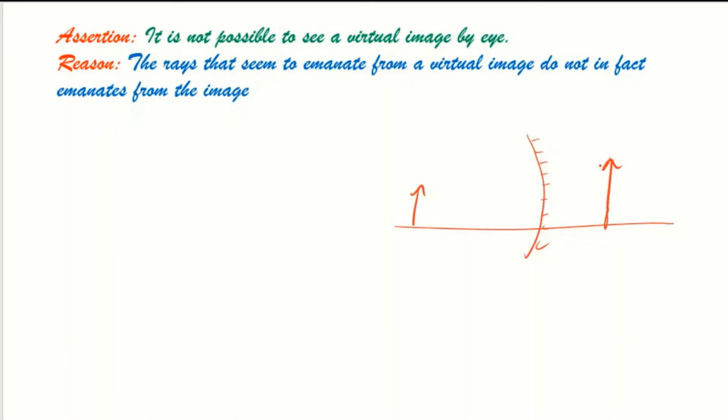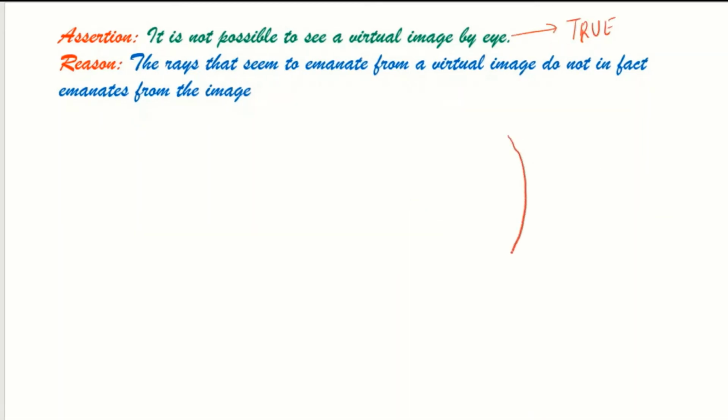The best example is when we look in a mirror, we see ourselves, and that is the virtual image of us. That means the virtual image can be seen by the eye. So the assertion here is false because we can see the virtual image by our eye. Now, next, the reason: the rays that emanate from a virtual image do not in fact emanate from the image. How is a virtual image formed?